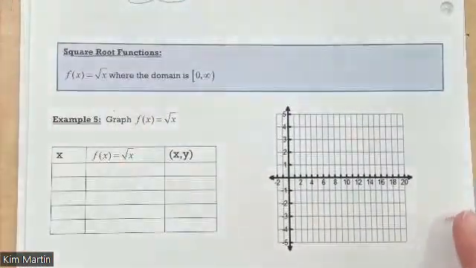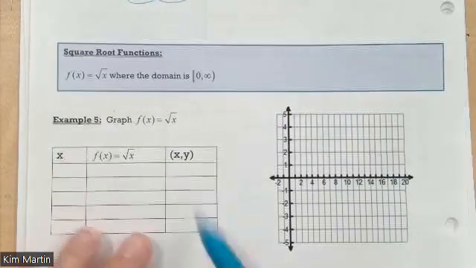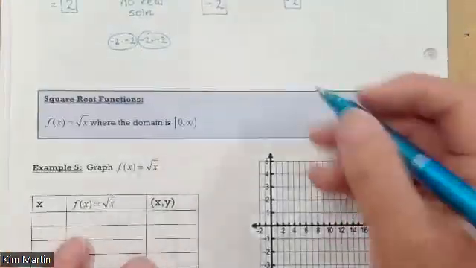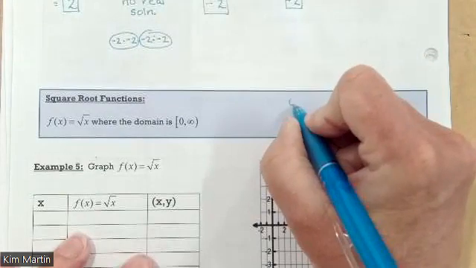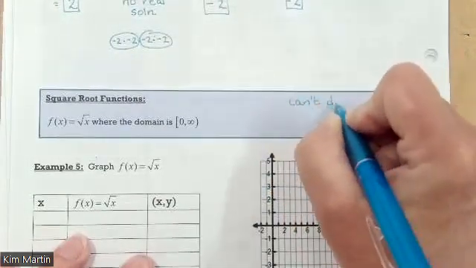There are 2 rules in math. Well, there's lots of rules. When it comes to domain, okay, square root function, the 2 things are, we can't divide by 0, right?